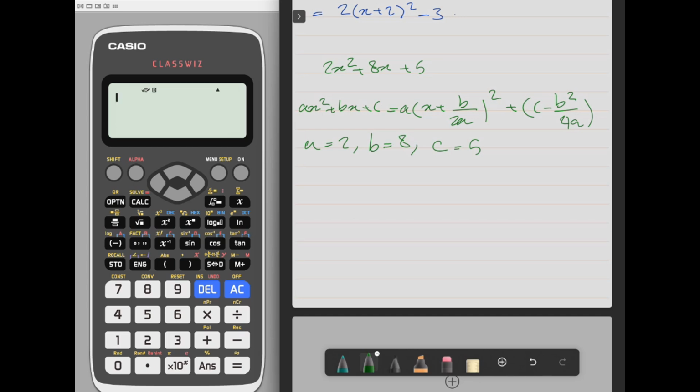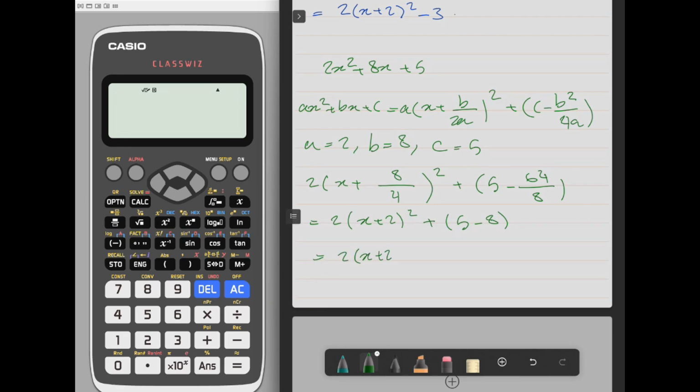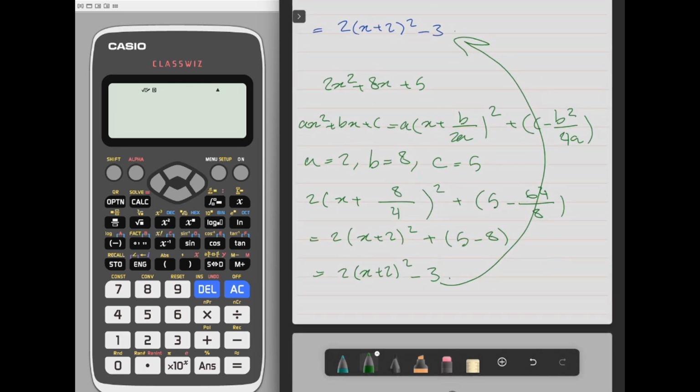So I'm just going to write it as 2 times x plus 8 over 4, 2 times 2 is 4, guys, squared, plus, what is c? 5, minus b squared, 64 over 4a, 4 times 2, 8. Which will be 2 times x plus 2 squared plus 5 minus 8, which is 2 times x plus 2 squared minus 3. And this is the same answer as this one, guys. So you see, you can use either the formula or my method, it doesn't matter. They are both correct.